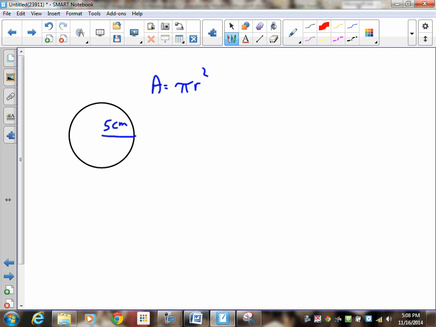Okay, the first thing you need to do is you got your formula down. Check. Area is equal to 3.14 times 5 squared. So when you calculate that, it's going to be 3.14 times 5 times 5. Okay, so grabbing your calculator.